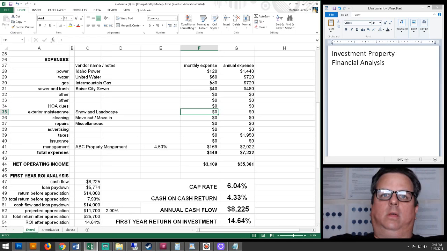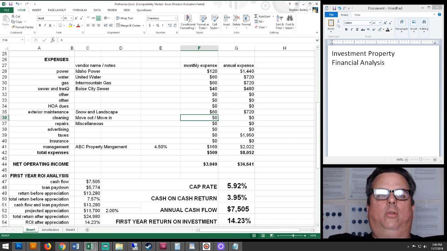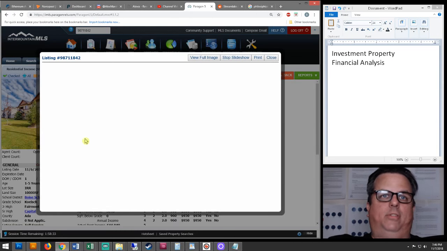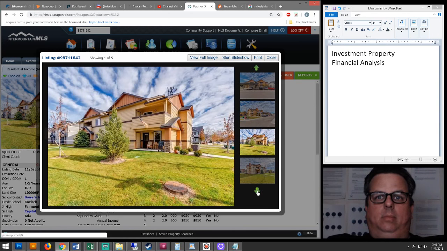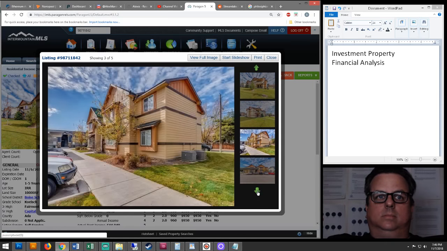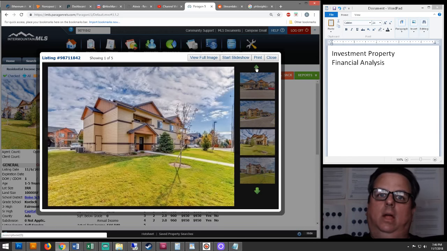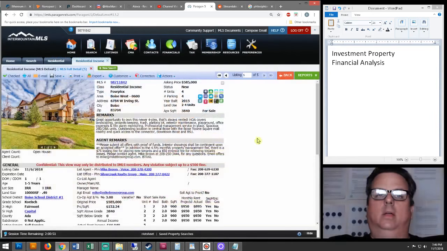If we spread it out over the year, we'll call it 30 bucks. Probably more like 60 bucks. I could easily see there being a $700 bill by the end of the season for snow and landscape. I would probably increase that to something like that, maybe a little bit more. We did see a fair amount of grass there, but it's just grass. It really depends on how good the HOA has negotiated their deal.